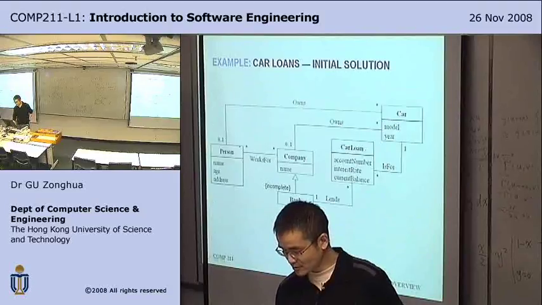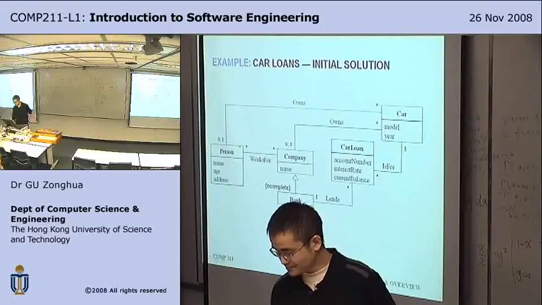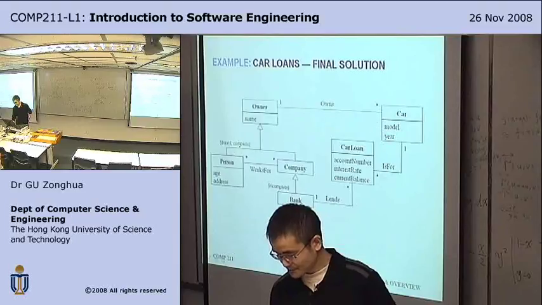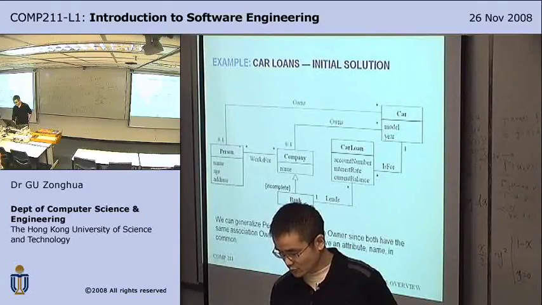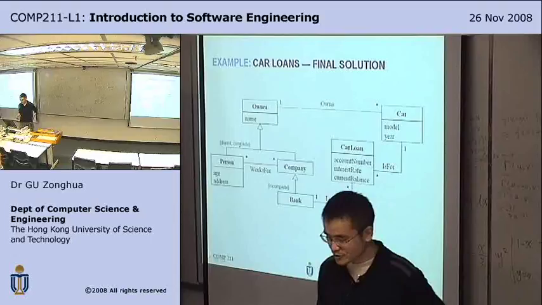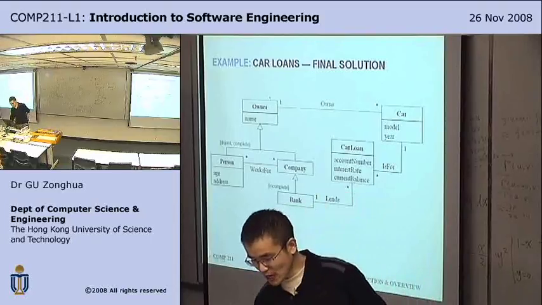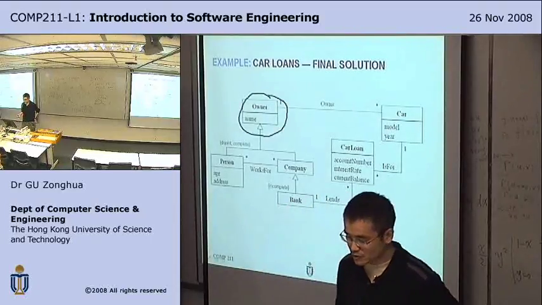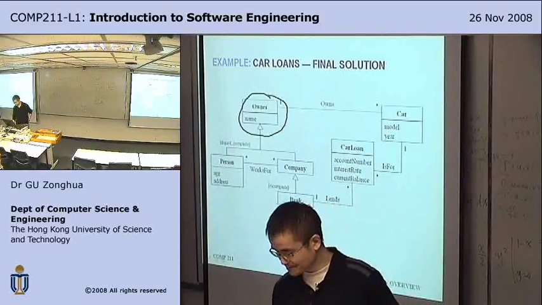Car loan example, so we can pull out a common attribute name into the superclass owner. So owner can be a person owner or a company owner.